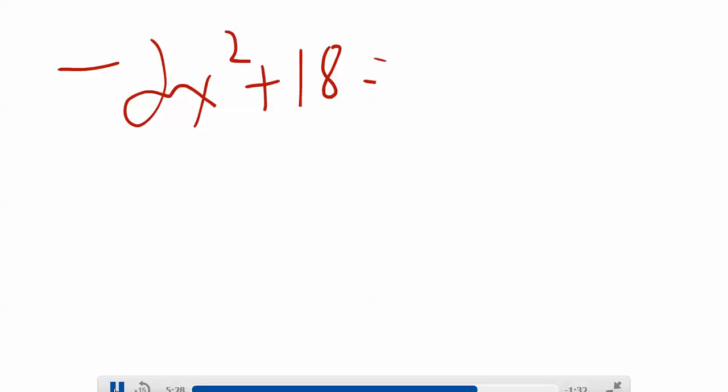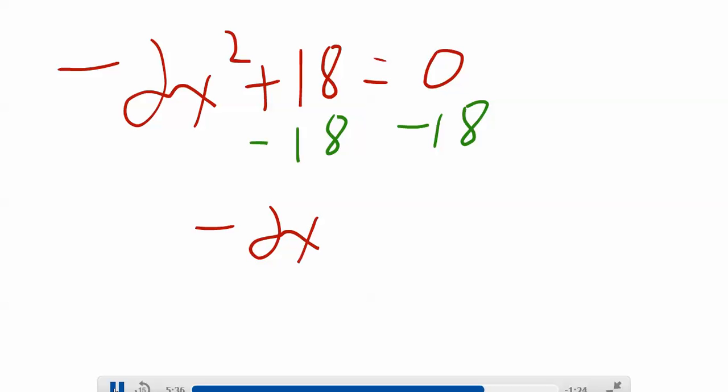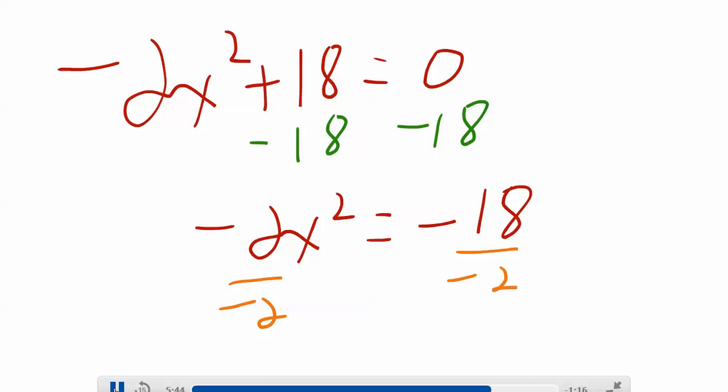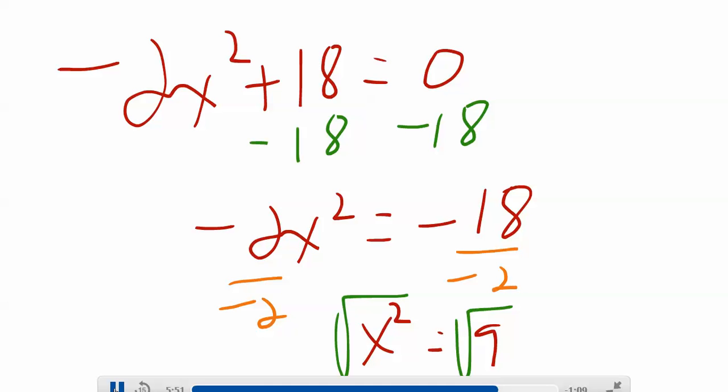Let's try one more challenge. Let's try a couple more. How about negative 2x squared plus 18 equals 0? Here you're going to subtract 18. And so now you have negative 2x squared equals negative 18. How about divide by negative 2? So now x squared is equal to 9. Square root both sides. So x is now plus and minus 3.